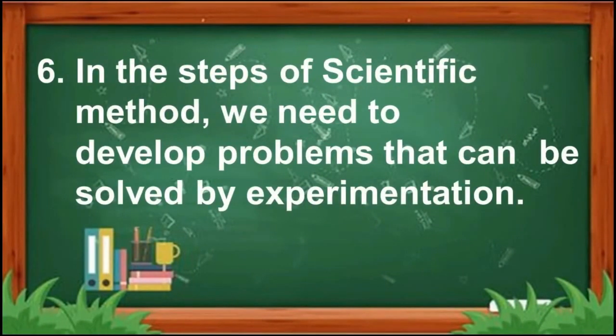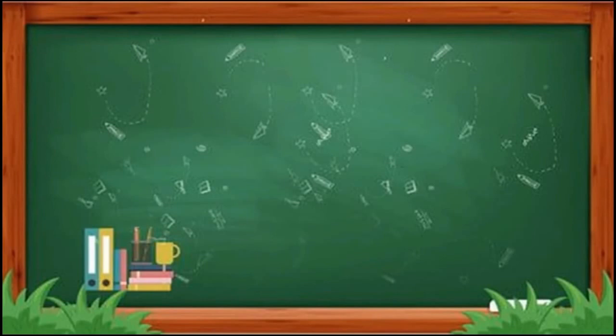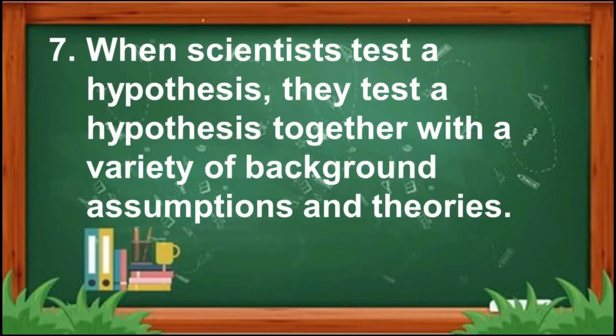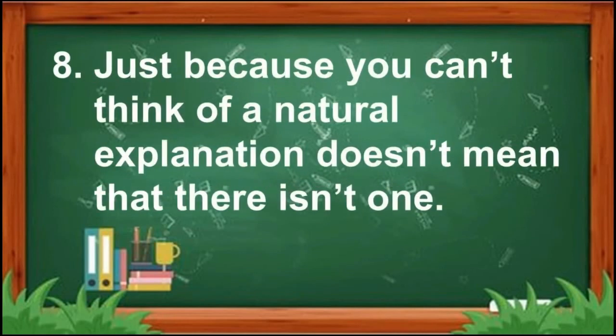Number 6. In the steps of scientific method, we need to develop problems that can be solved by experimentation. Number 7. When scientists test hypotheses, they test a hypothesis together with a variety of background assumptions and theories. Number 8. Just because you can't think of a natural explanation doesn't mean that there isn't one.